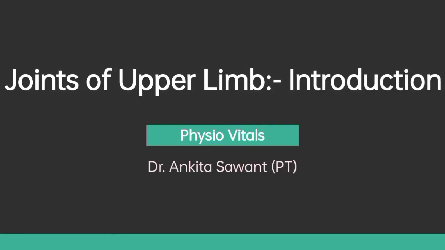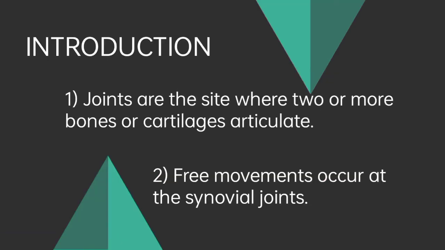I'm Dr. Ankita Sawan and today's video is on the introduction to the joints of the upper limb. Joints are the sites where two or more bones or cartilages articulate. If you consider the shoulder joint, the humerus bone, which we have already covered in the previous videos on bones of the upper limb, the scapula, and the clavicle all articulate and form a particular joint.